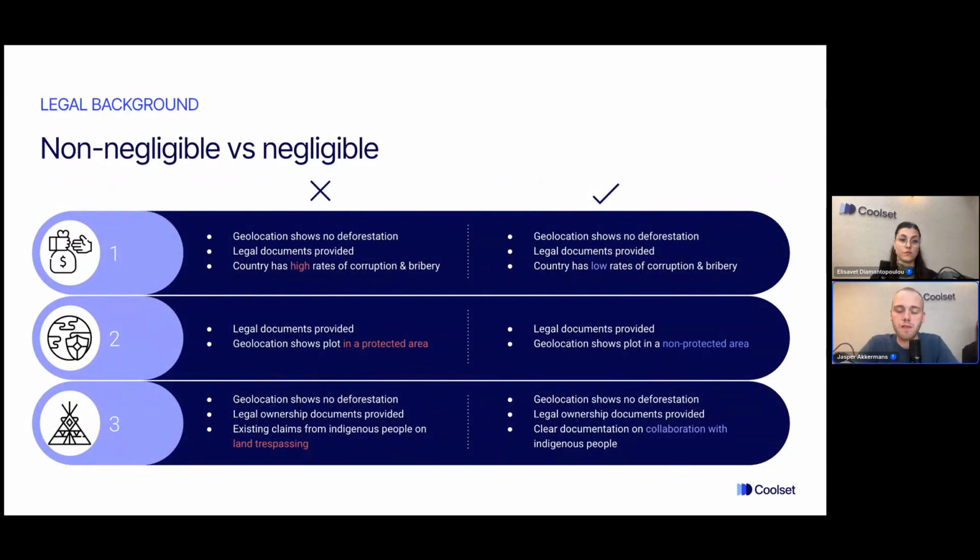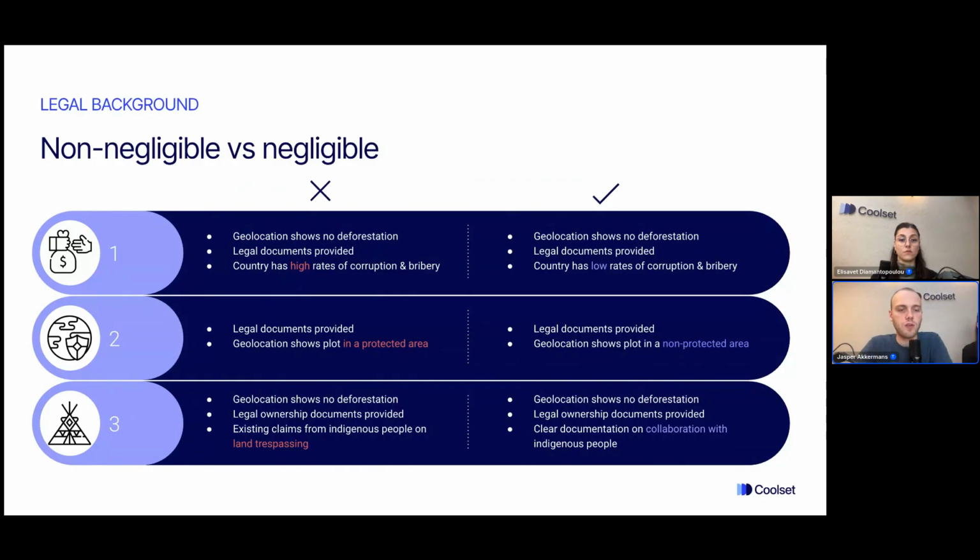Here is a little bit of a visualization of what that would look like for a company importing certain products. On the left-hand side, we have non-negligible risks. On the right-hand side, it's the negligible risks. So let's say, for example, a company in the first example has a geolocation which shows no deforestation based on the satellite imaging. The legal documents have been provided, but the country has high risk of corruption and bribery, then you have to move on to Article 11.